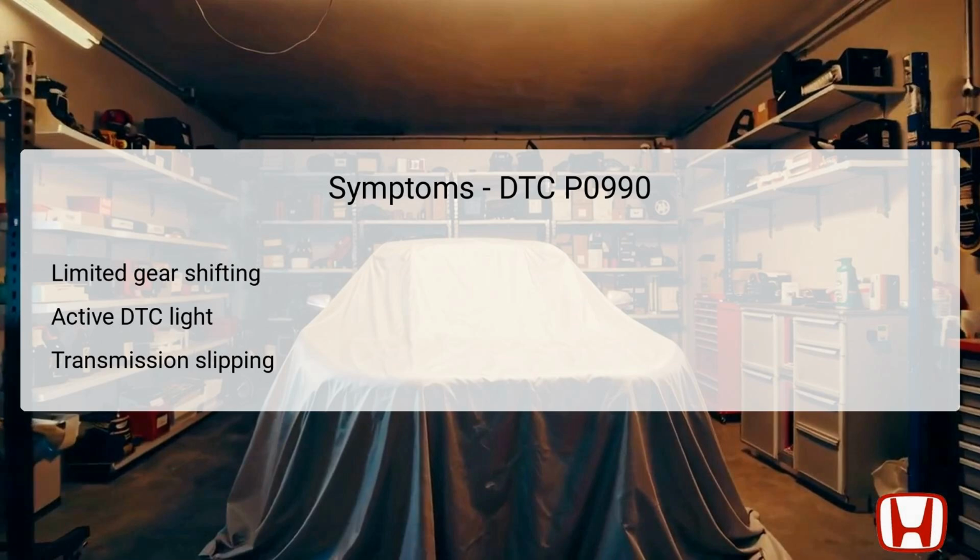Additionally, drivers may notice the DTC light illuminated on the dashboard, indicating a fault code is present. Another potential symptom is transmission slipping, which could manifest as unexpected loss of power during acceleration. Understanding these symptoms assists in the quick recognition of the issue, leading to a more efficient troubleshooting process.